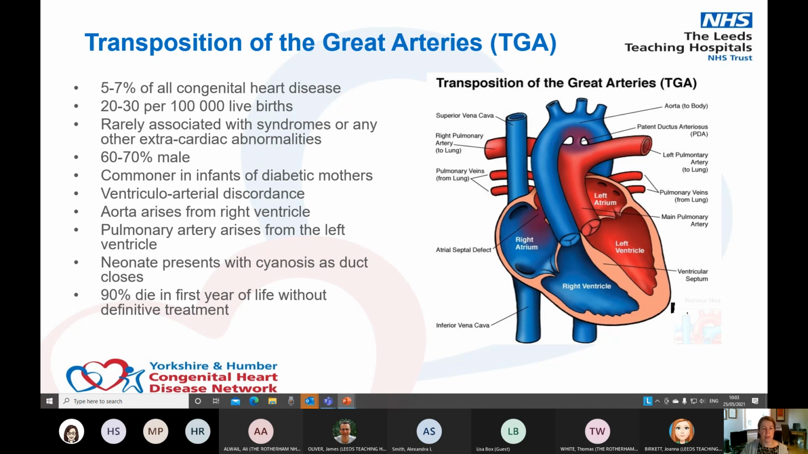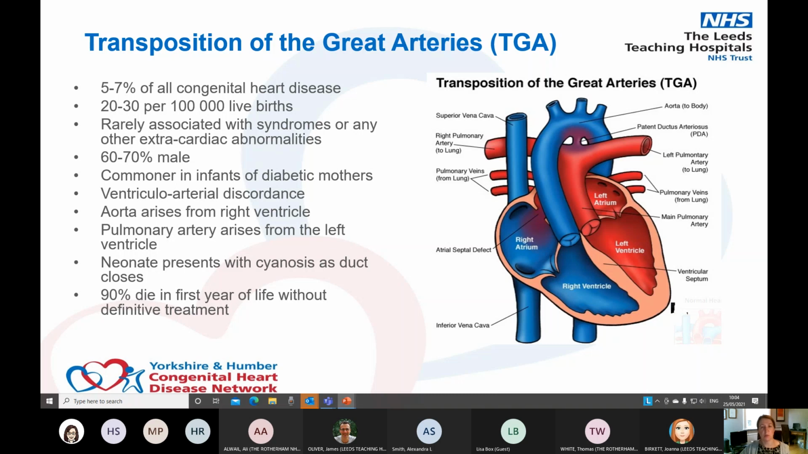It's a bit commoner in infants of diabetic mothers, and as we've already looked at, what we have is ventriculo-arterial discordance. So the wrong great vessel is attached to the wrong ventricle. And as a neonate, this presents with cyanosis. So as the PDA closes, you can see on the image the PDA connecting the pulmonary artery to the aorta, which allows mixing. So as the PFO closes and the PDA closes in the first few hours after birth, the babies become immediately cyanosed. And with this condition, around 90% of them will die in the first year of life without any definitive treatment.